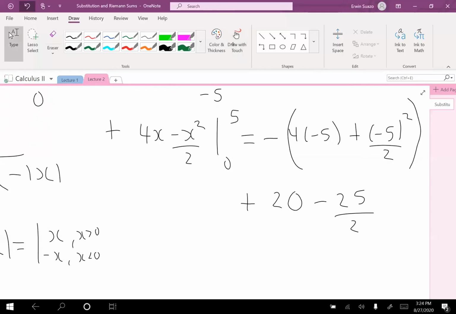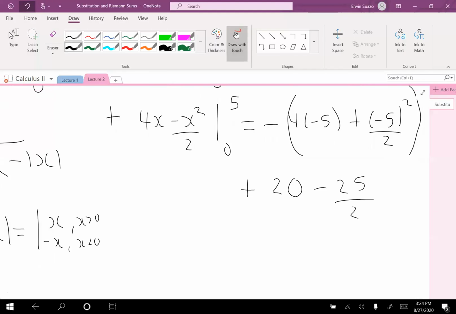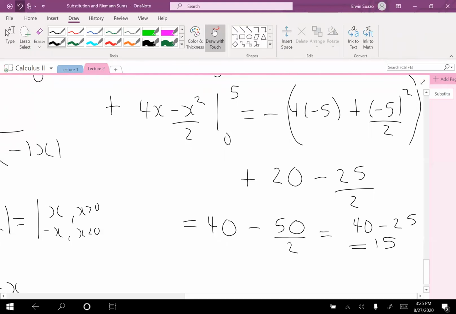Okay, so now we add these things together. So we do minus 4 times minus 5 is 20. So 20 plus 20 is 40. And then minus 25 divided by 2 plus minus 25 divided by 2, so minus 50 divided by 2. So I'll get 40 minus 25. So my answer is 15. Well, let's see. Maybe you make a mistake.